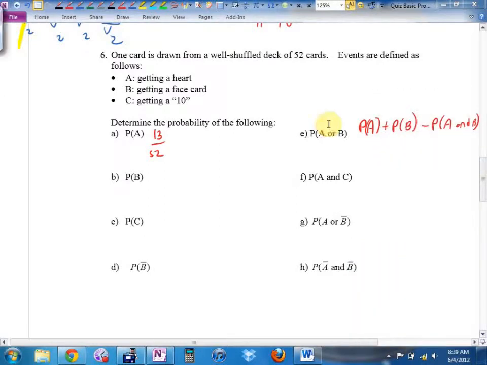I just counted. I said, well, there's 13 hearts. How many face cards? 12. That's 25. How many hearts are also face cards that I've counted? Oh, you know what? I am actually using the equation, aren't I? It's going to be 13 out of 52, 12 out of 52, minus, I've counted some cards twice. What's the overlap, Brett? How many hearts are also face cards? Jack, Queen, King.